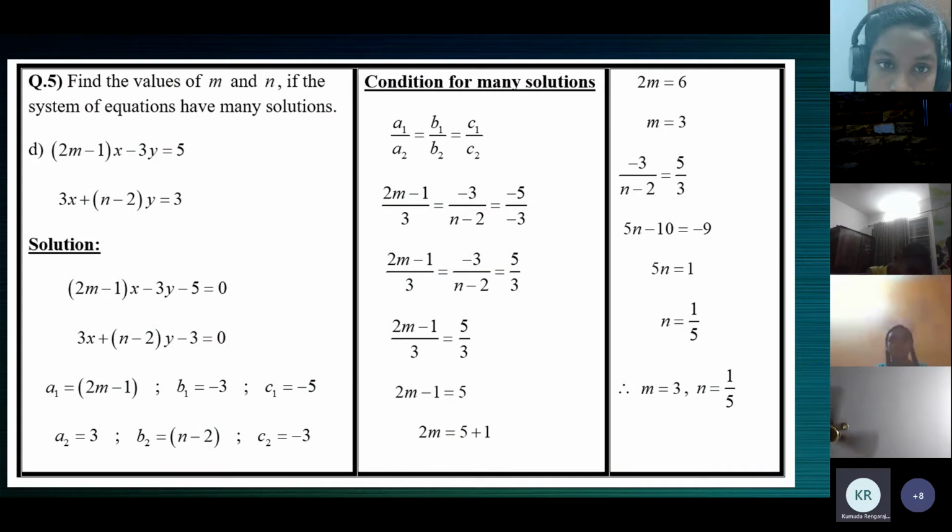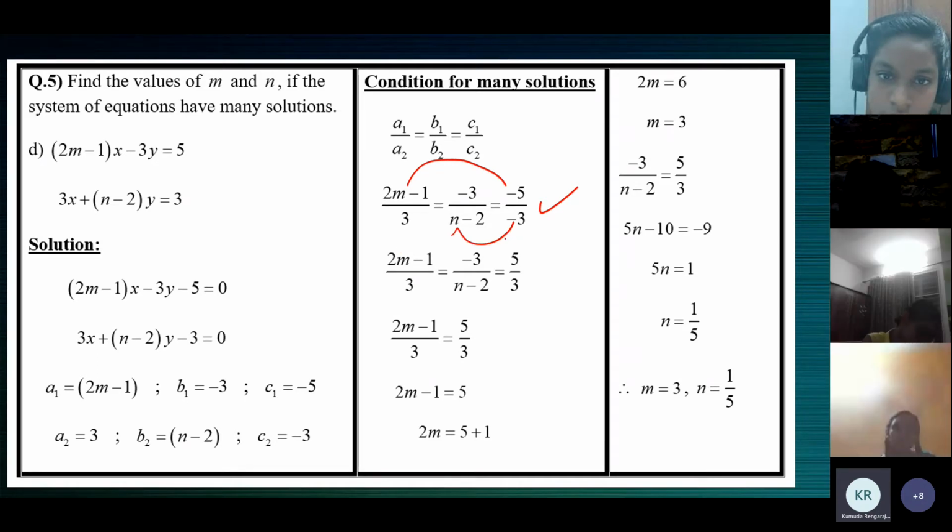Yes, ma'am. So here you can see that, on equating, you write A1 by A2 equal to B1 by B2 equal to C1 by C2. When you equate these two, you can directly get the value of M, and when you equate these two, you can directly get the value of N. It's not that everywhere you will get two equations in M and N. Sometimes you'll directly get the values of M and N.